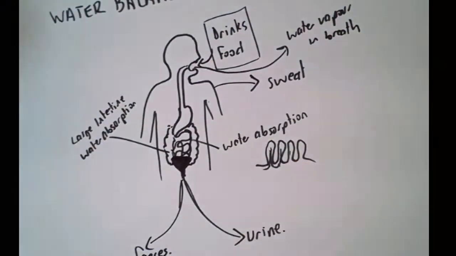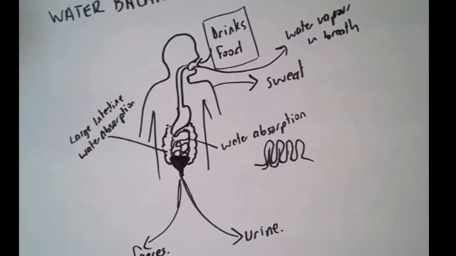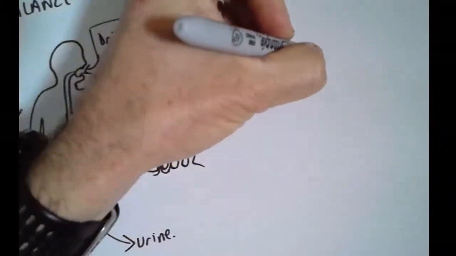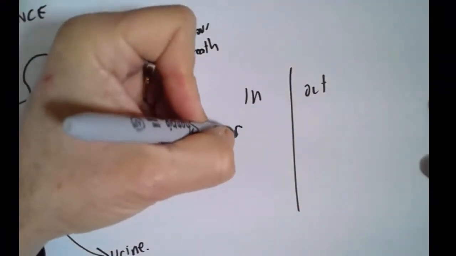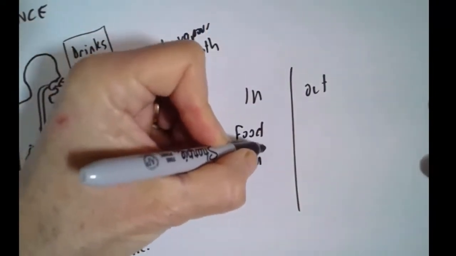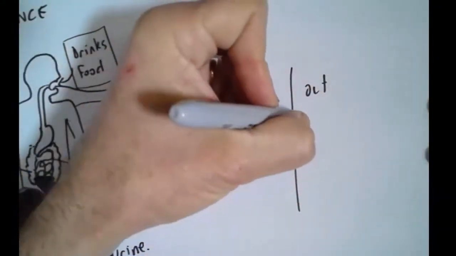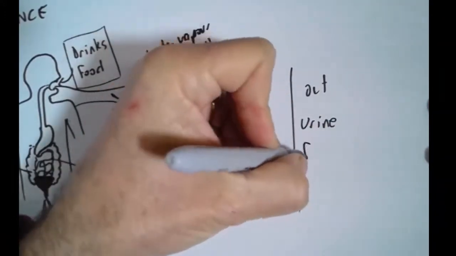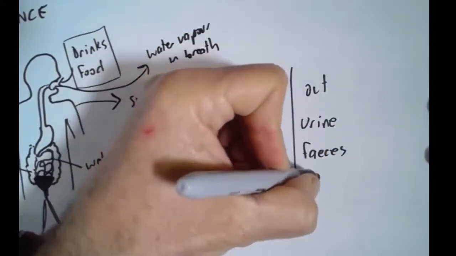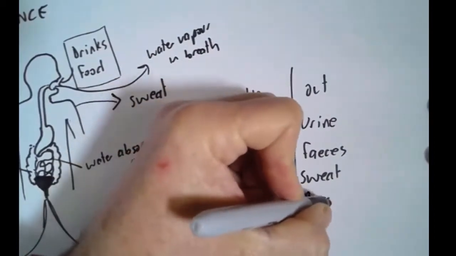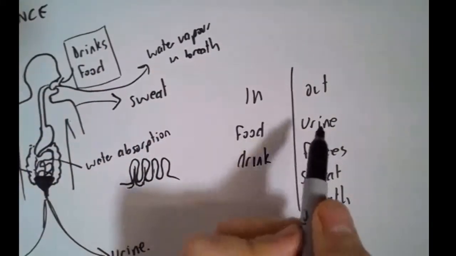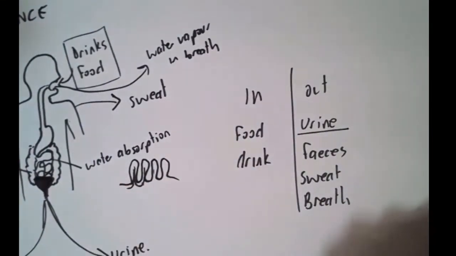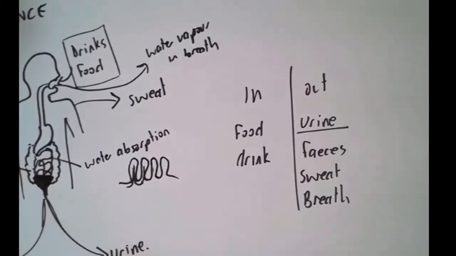Okay, so there's 2 inputs and 4 outputs. So here they are again. We've got our in and our out. The inputs are from food and drink, so it's obviously via the mouth. The outputs are urine, feces, sweat, and breath. So it needs to be a balance of these to regulate the water within the body. The main way it's actually balanced is via the urine output, which is controlled through the hormone, antidiuretic hormone.